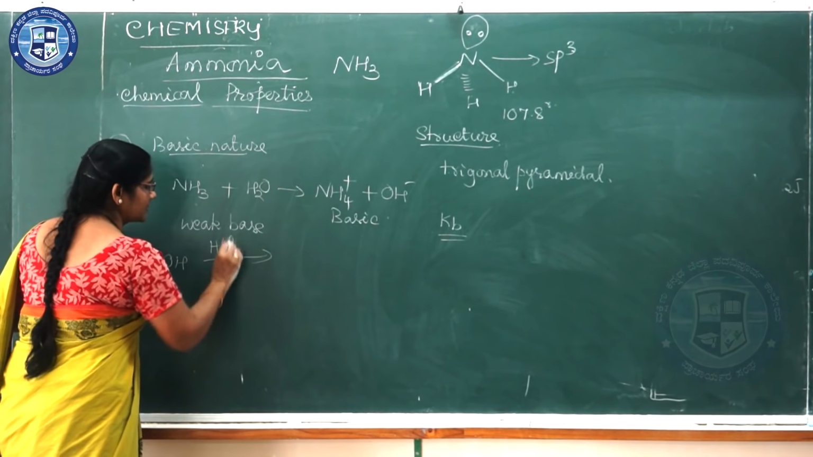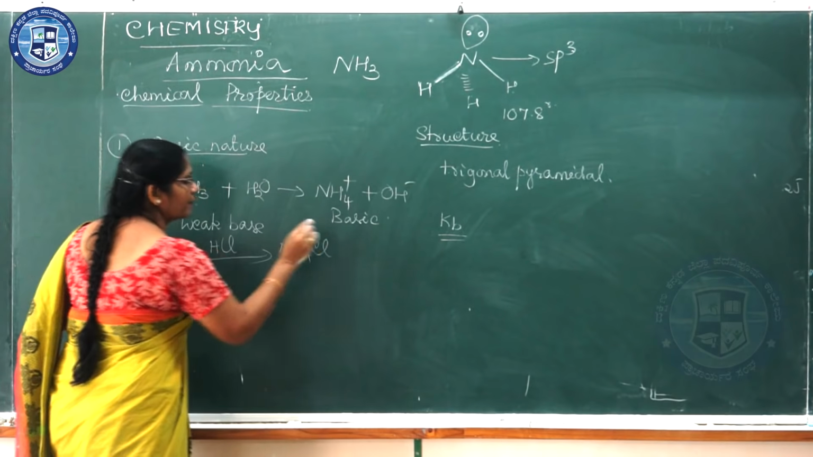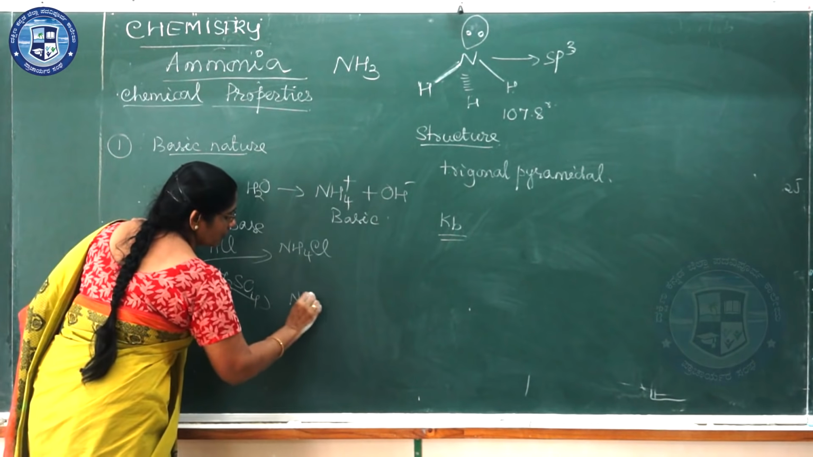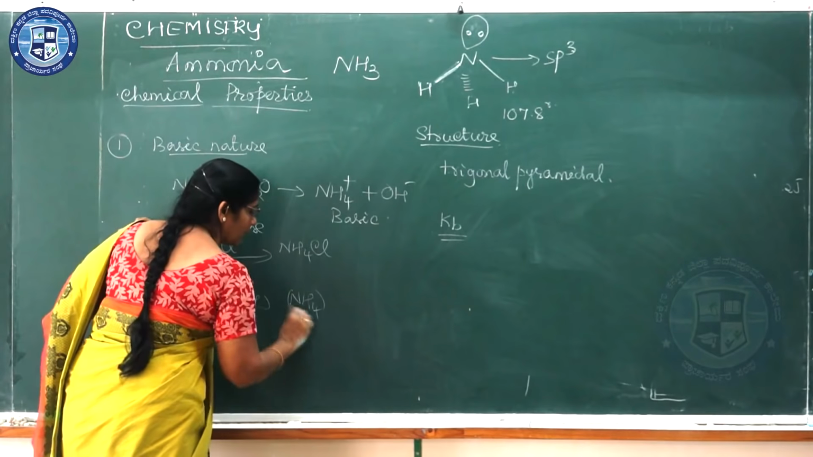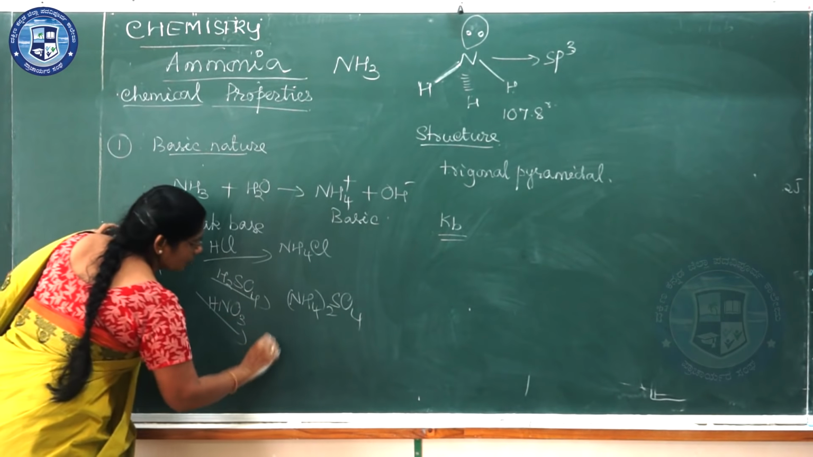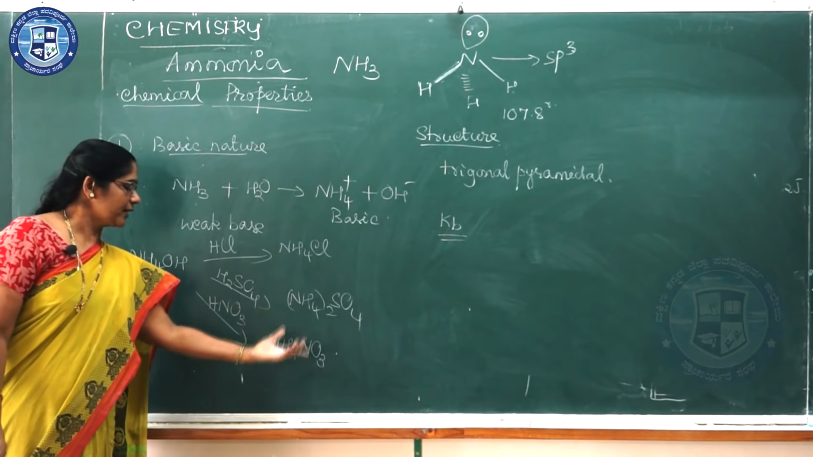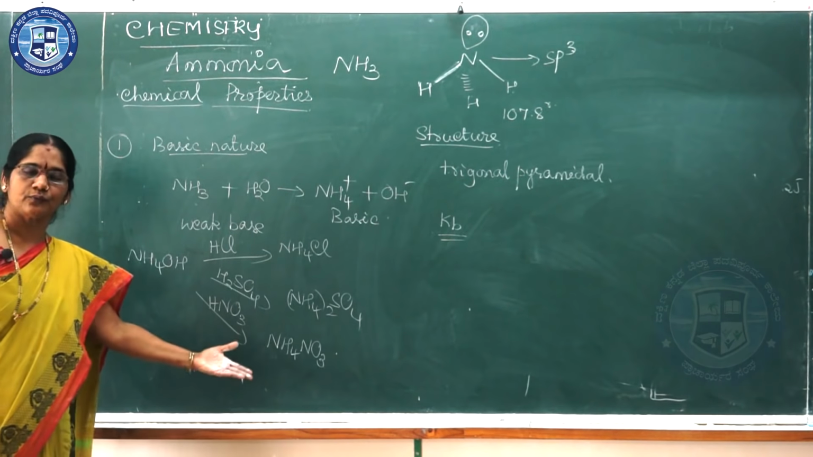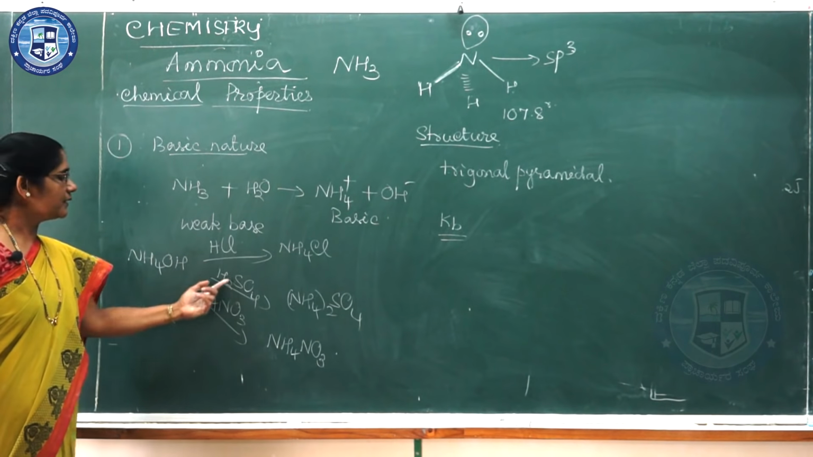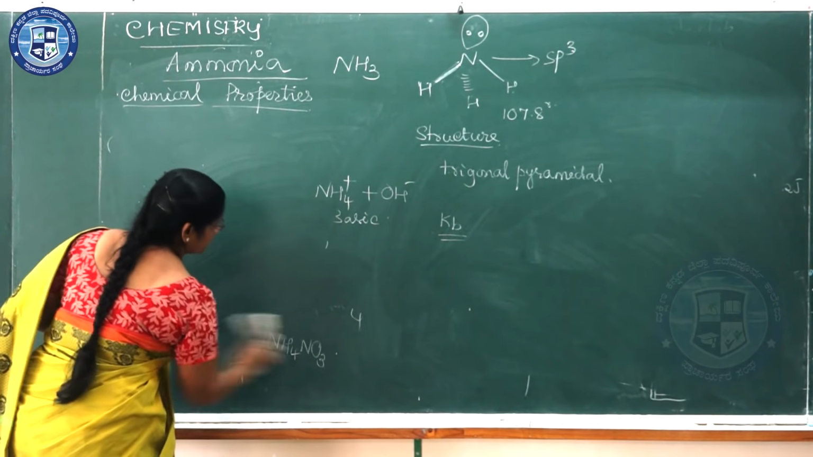For example, when it combines with hydrochloric acid, it gives a salt called ammonium chloride, or when it reacts with sulfuric acid, the salts formed are ammonium hydrogen sulfate or ammonium sulfate. When it reacts with nitric acid, the salt produced is ammonium nitrate. So chlorides, sulfates and nitrates of ammonium are the salts formed when ammonia in water, or ammonium hydroxide, reacts with these acids. That is about the basic nature of ammonia.